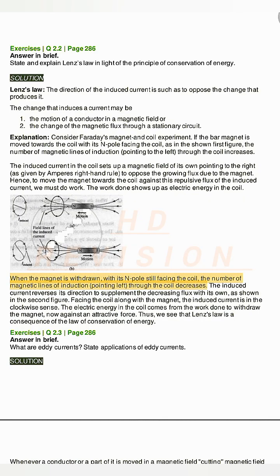When the magnet is withdrawn, with its end pole still facing the coil, the number of magnetic lines of induction pointing left through the coil decreases. The induced current reverses its direction to supplement the decreasing flux with its own, as shown in the second figure. Facing the coil along with the magnet, the induced current is in the clockwise sense. The electric energy in the coil comes from the work done to withdraw the magnet, now against an attractive force. Thus, we see that Lenz's law is a consequence of the law of conservation of energy.